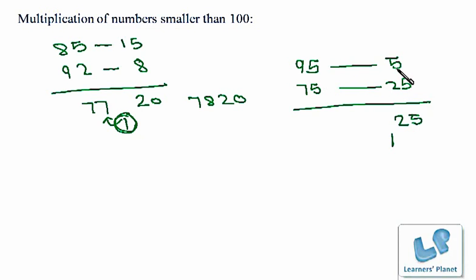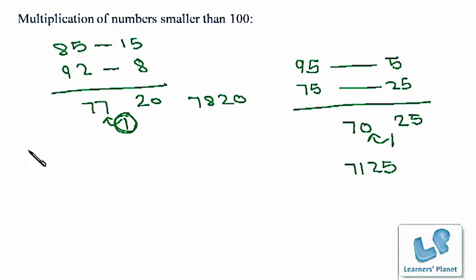Now we'll subtract either of these. Cross subtraction is to be done over here. So 75 minus 5 is 70. Now this one has to be carried forward. So the final answer, the product of 95 and 75 will be 7125.